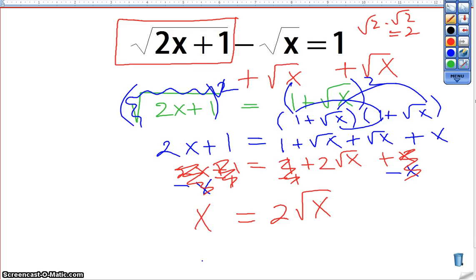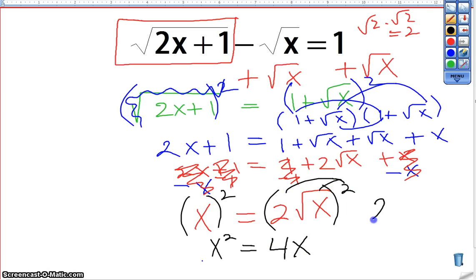Now check this out. To get rid of this house, I'm going to square both sides again. It's completely legal if what you do to one side, you do to the other side. You haven't changed anything. So I get x squared over here. Now be careful. Squaring goes to both parts. So that's going to become 4x because it's 2 square root x times 2 square root x, which is 4x. How the heck are you going to solve this? Get everything equal to 0. So I'm going to have x squared minus 4x equals 0.